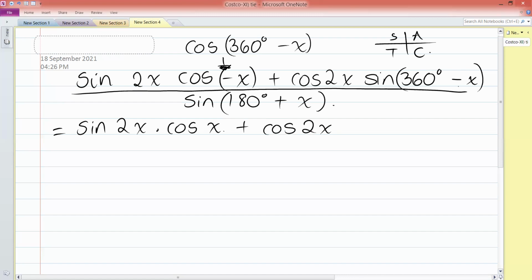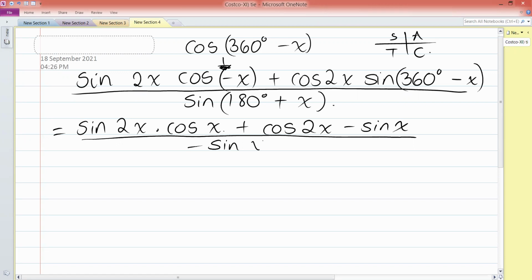Then sine 360 degrees minus x. What do we know about sine at that point? It's going to be negative sine x. At the bottom, sine 180 plus x. Again, it's in the third quadrant, so sine in the third quadrant is negative. So for doing those three, this is a mark for that, a mark for that, and a mark for that.